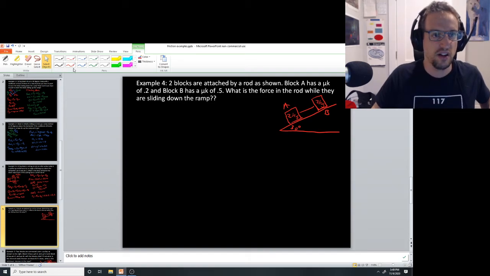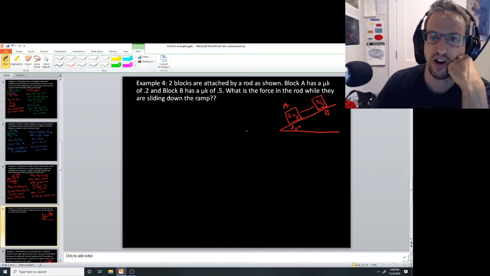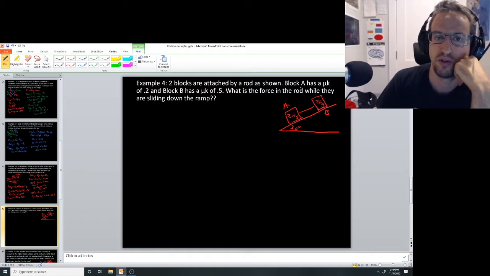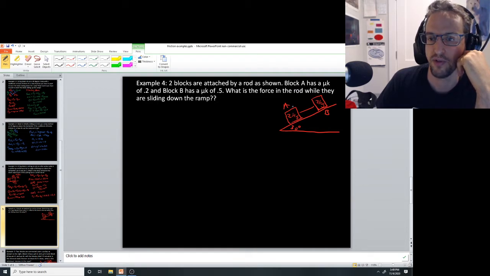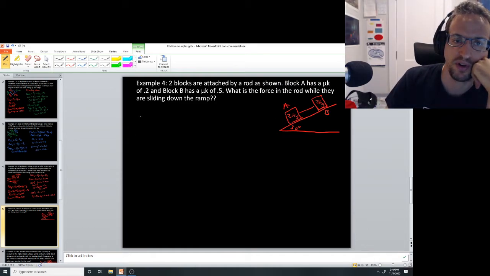Okay, getting a little bit more complicated here. Two blocks. They are attached by a rod, so they could be pushing each other or pulling each other. Let's figure out if they're pushing each other or pulling each other first. Okay, so we know that mass shouldn't matter if they're on a ramp and the only forces are friction. So which of these would slide faster? The one that has a lower coefficient of kinetic friction, right? So A is going to naturally slide faster than B, which means A is going to be pulling B along. So it is going to be a pulling force.